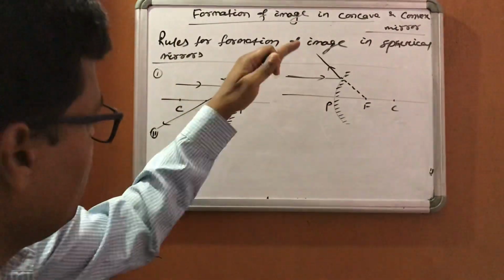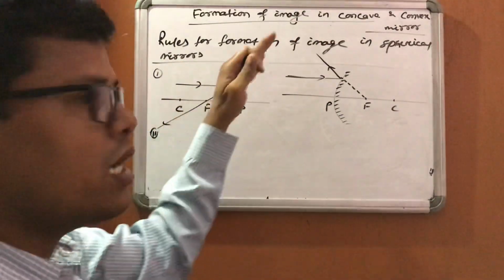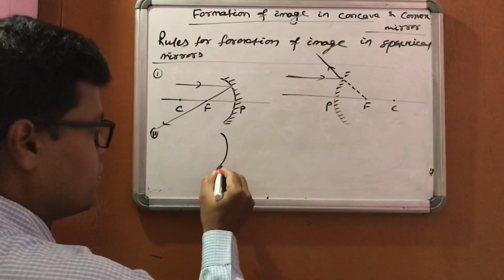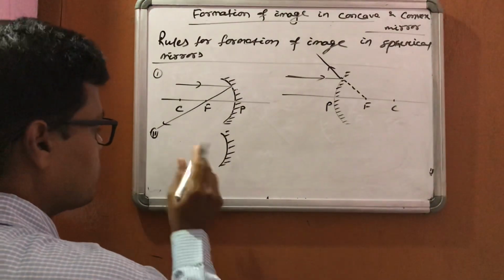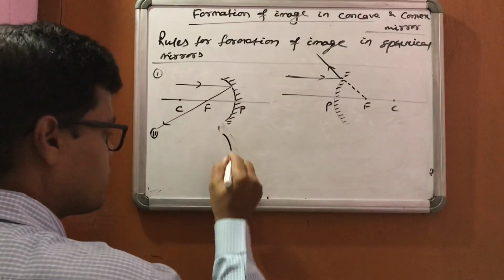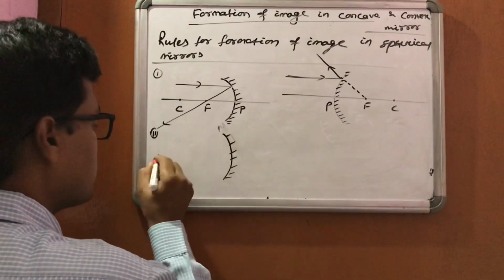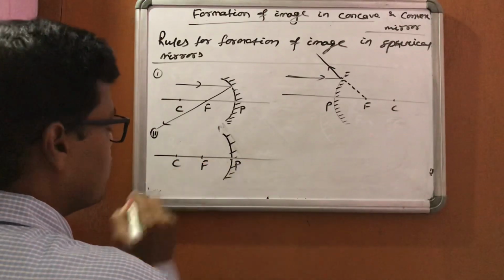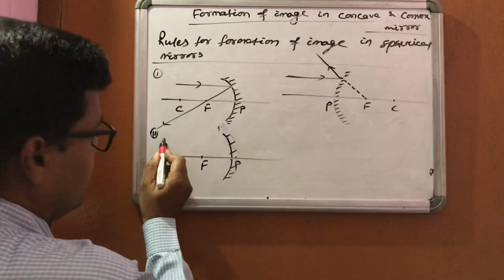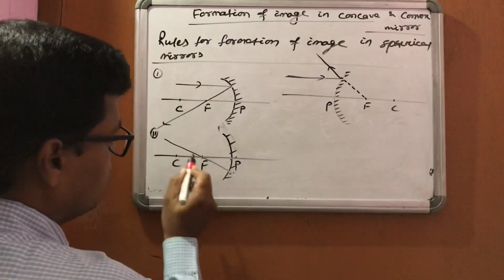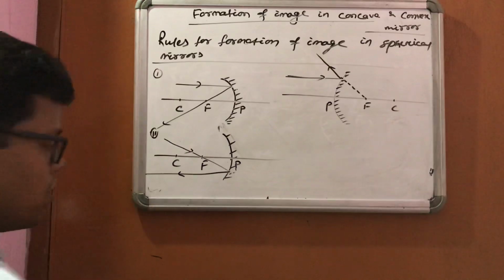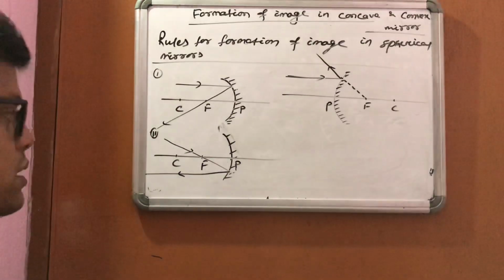जो पैरेलल आएगा वो फोकस से जाएगा, जो फोकस से आएगा वो पैरेलल हो जाएगा. This is concave mirror. Pole, center of curvature, focus. The light ray passes through the focus. After reflection, it becomes parallel to the principal axis.